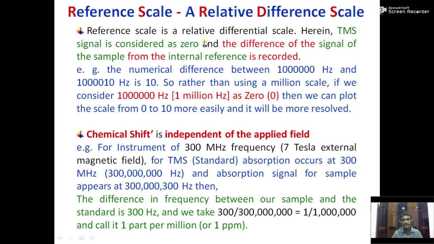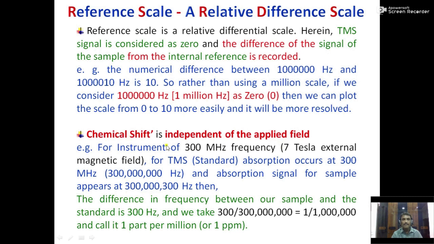Herein the TMS signal is considered as 0, and the difference of the signal of the sample from the internal reference, that is TMS, is recorded. Suppose the numerical difference between 1 million hertz and 1 million and 10 hertz is 10. So rather than plotting the million scale, you just plot the difference scale. The difference is 10, so you plot the scale from 0 to 10. Rather than using the million scale, which is quite complicated, we can go for the 0 to 10 scale, which is the difference between these two numerical values. Here, because of this differential scale, we got the resolution.